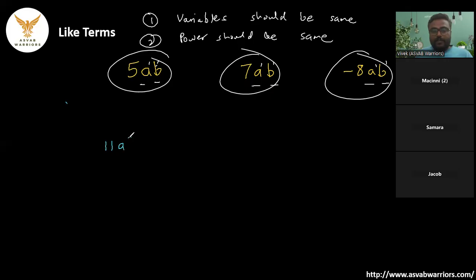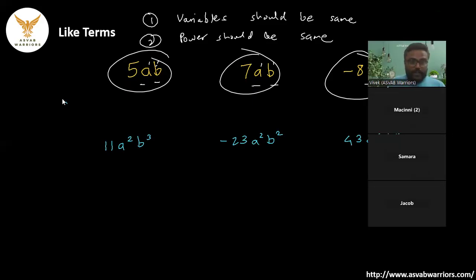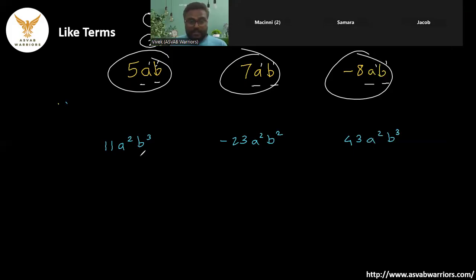11 a square b cube, minus 23 or negative 23 a square b square, and 43 a square b cubed. Now, if you observe carefully, see what are the variables in this.